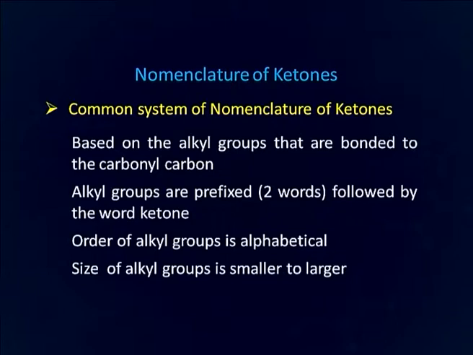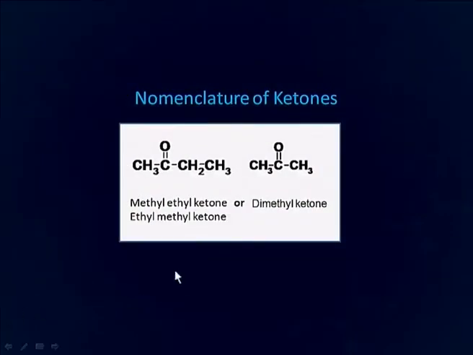It is based on the alkyl groups that are bonded to the carbonyl carbon. Alkyl groups are prefixed, followed by the word ketone. The order of alkyl groups is alphabetical, and the size of the alkyl group is smaller to larger. Like in this case, you can see that we have a ketone where we have one methyl group and this is an ethyl group. If we name it methyl ethyl ketone, this will be wrong nomenclature because M alphabetically comes after ethyl. So, the name of the molecule here is ethyl methyl ketone and not methyl ethyl ketone.